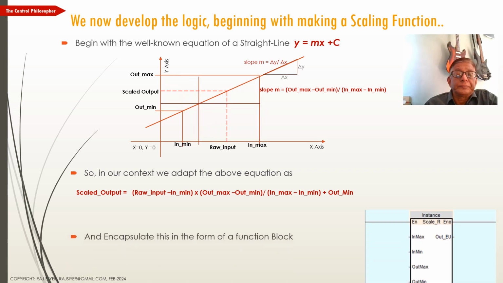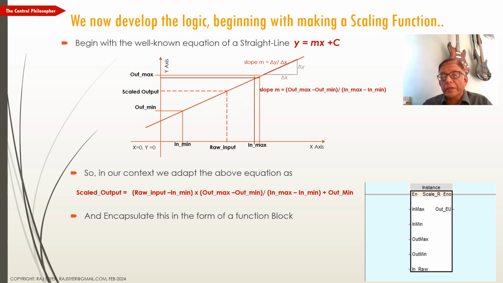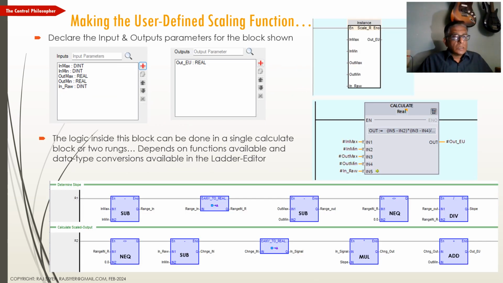All right. So we have to encapsulate this equation in a function block and we can get a very nice scaling function. So this is how you go about making a scaling function block. All you need to do is to declare the parameters for the input and output and also create a space for the signal that is being scaled. All right. So here we go.